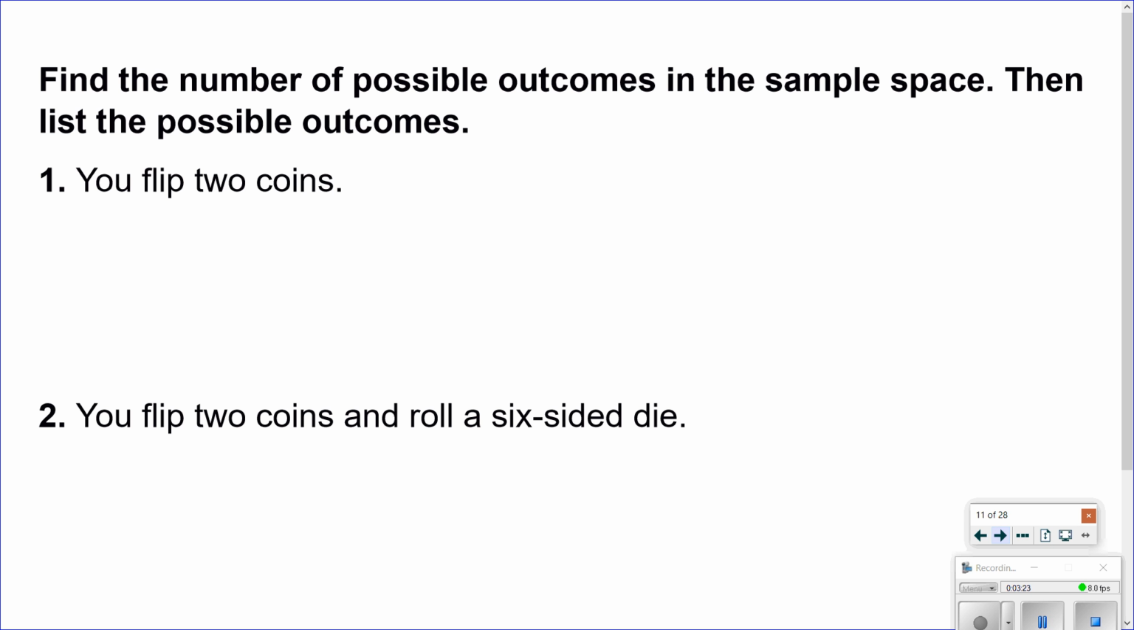I want you to try these two. So find a sample space, find the number of possible outcomes. So pause it and do that, and then come back and we'll go through it together. If you flip 2 coins, you get a heads and another heads, or a heads and then a tails, or I could get tails first and then a heads second, or a tails first and tails second.